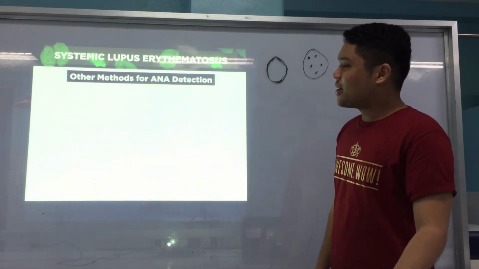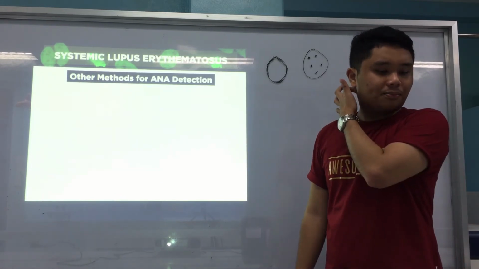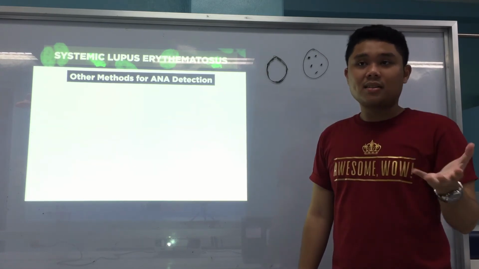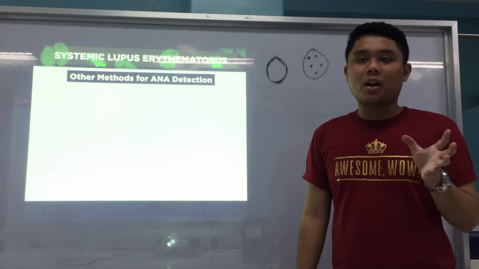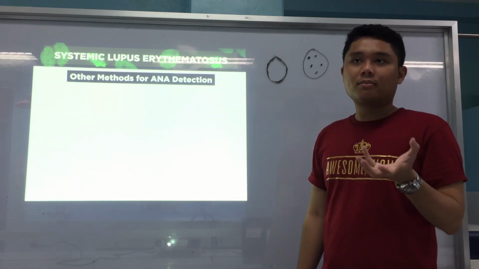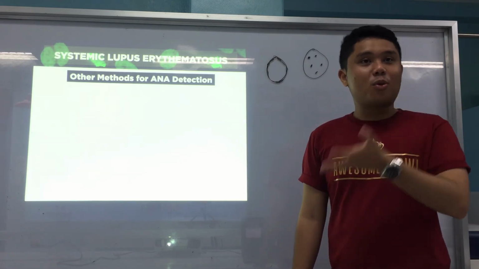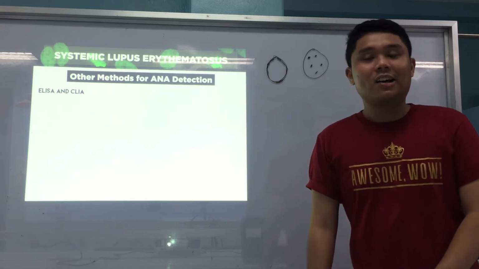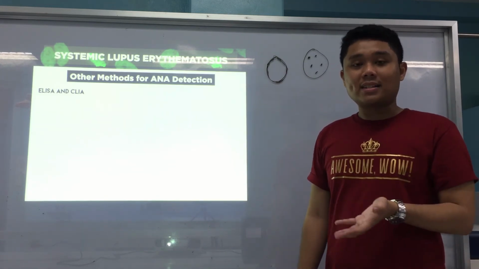Alright. Okay. Now, we go on to the other methods of ANA detection. Because again, your FANA is quite technical, no? And it can also be expensive because it uses fluorochromes and a fluorescent microscope. So other methods were devised that are much more student-friendly, much more convenient, much more cost-effective, alright? And the first one is of course ELISA and CLIA. So ELISA, enzyme-linked immunosorbent assay, and CLIA, chemiluminescent immunoassay.